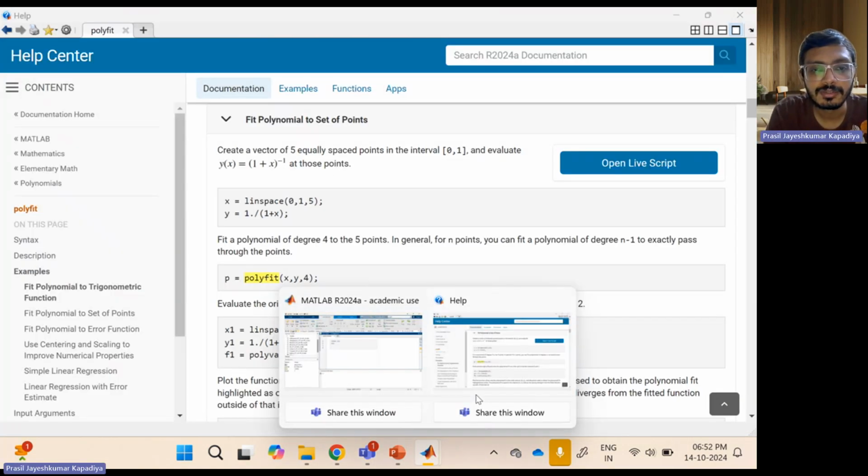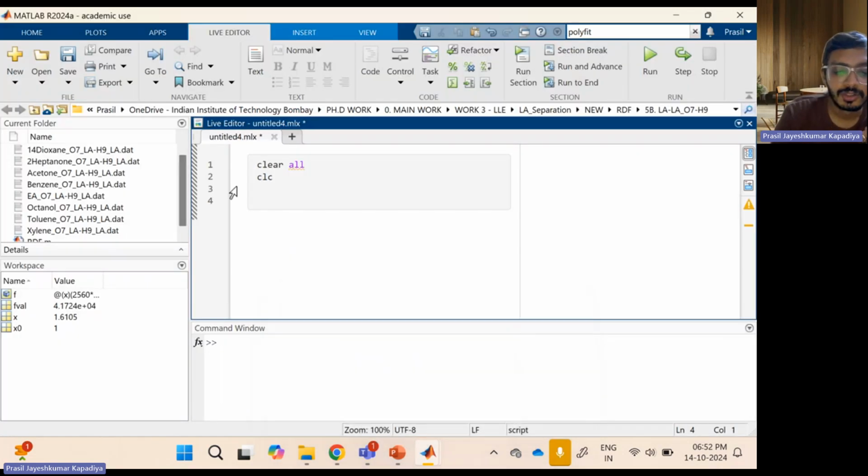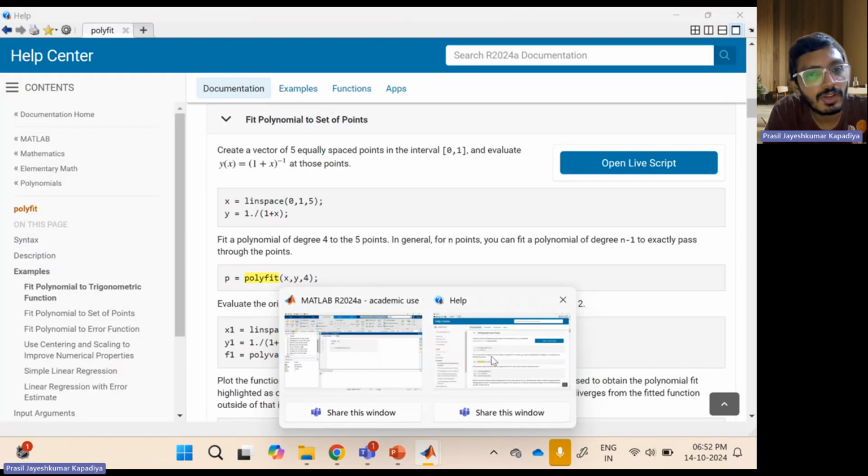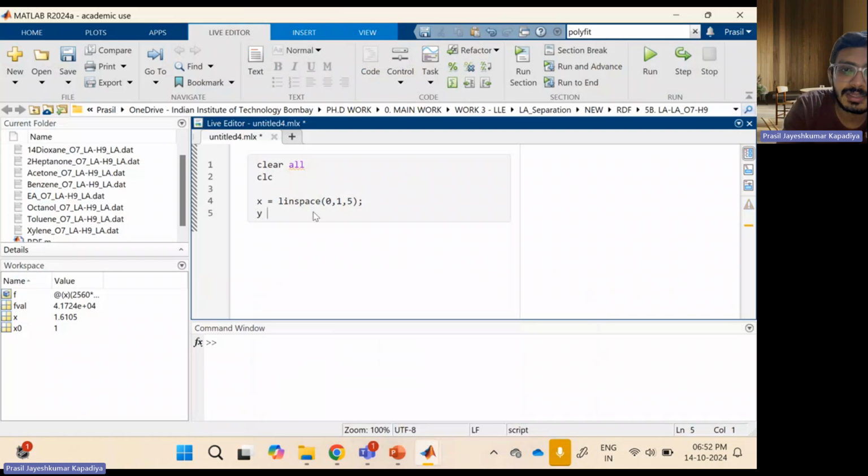So what is that thing? 5 equally spaced points between 0 and 1. So I can write x is equal to linspace 0 comma 1 and how many points? 5 points. Then what am I supposed to evaluate? Evaluate y. Y is 1 divided by 1 plus x. So my y is equal to 1 divided by 1 plus x.